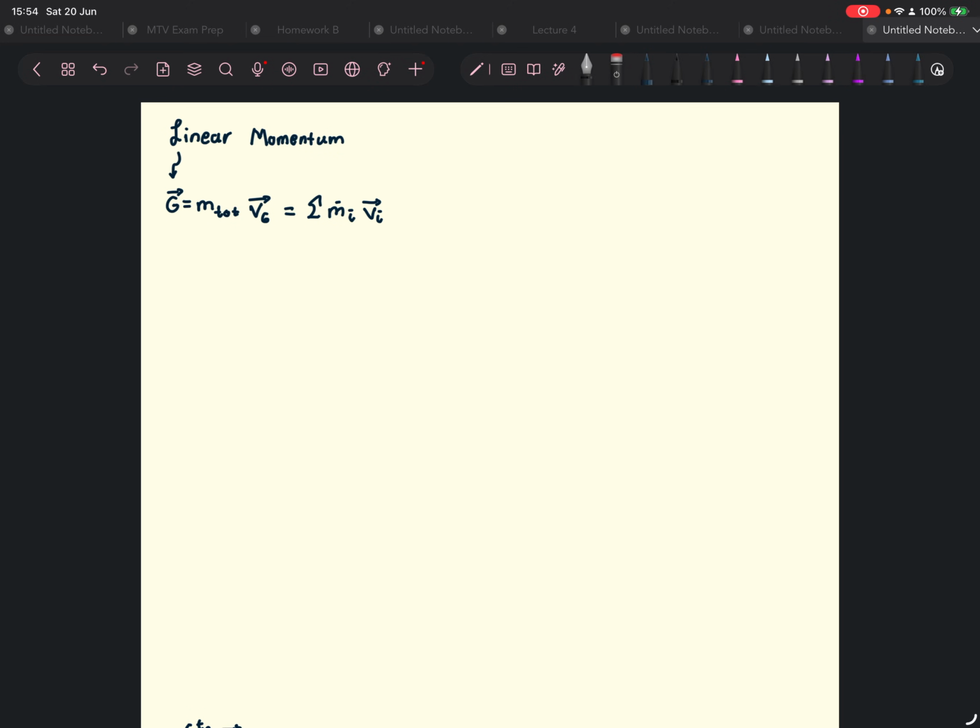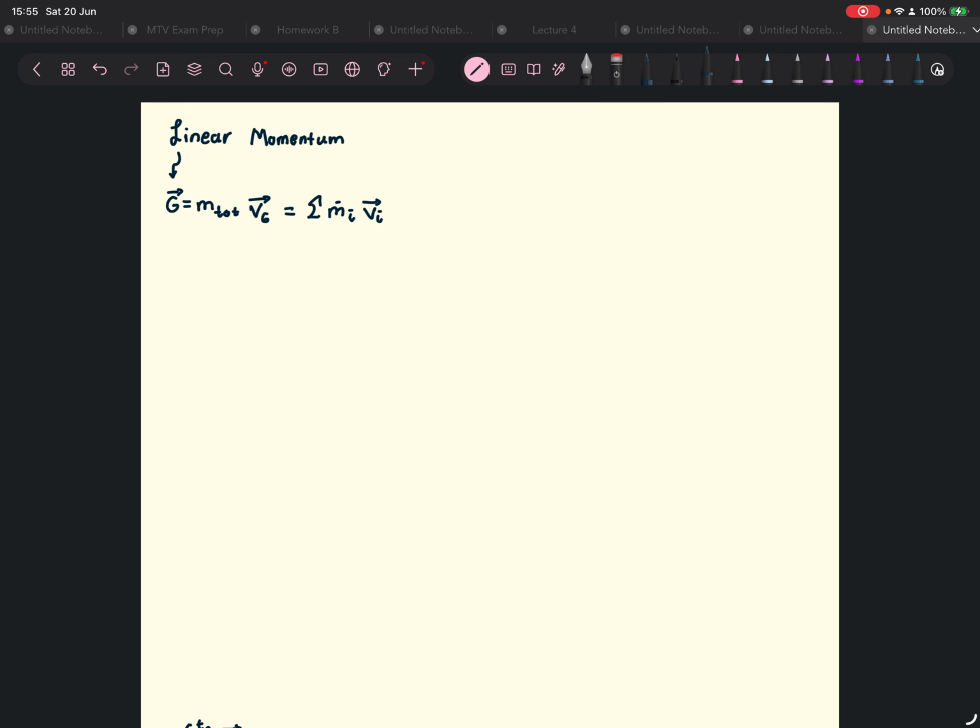Okay, so we're going to look at linear momentum, and we're going to start by understanding what these equations mean. Over here we have G, which stands for linear momentum, is equal to the total mass multiplied by the velocity of the center of gravity.